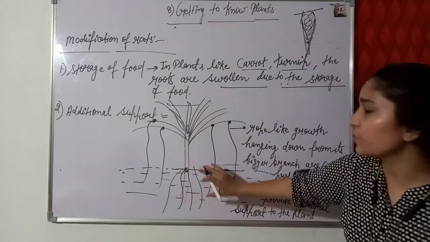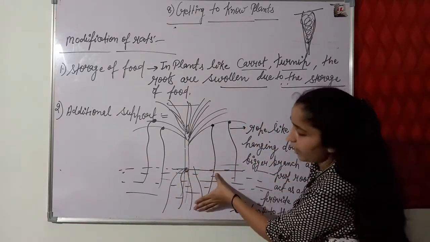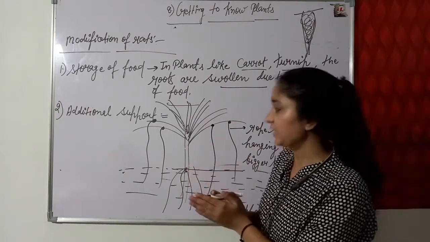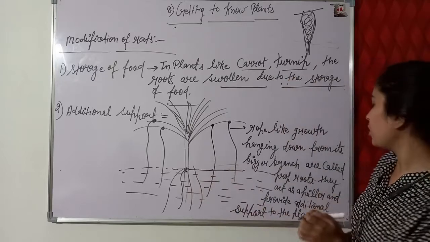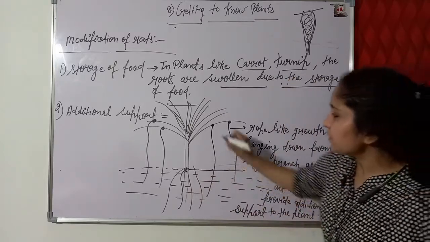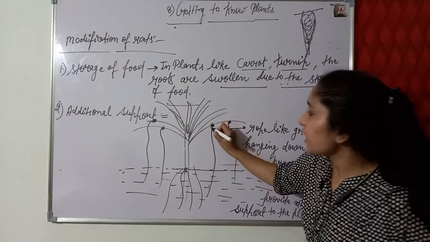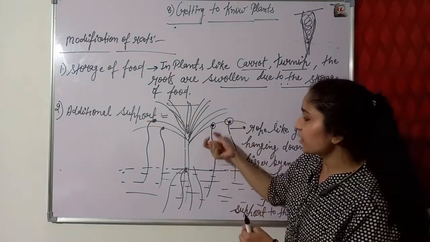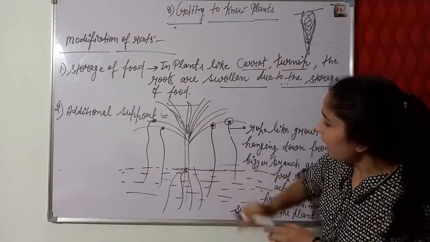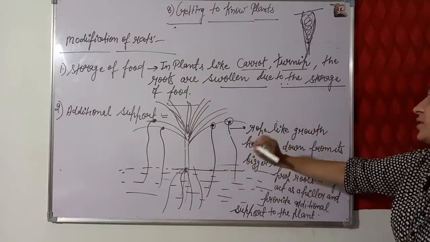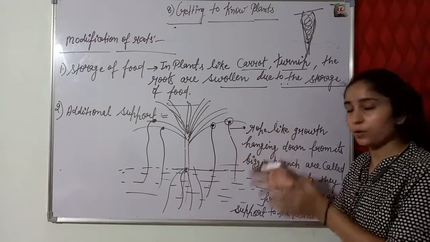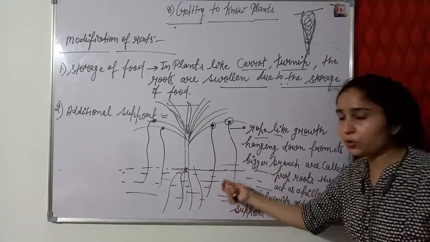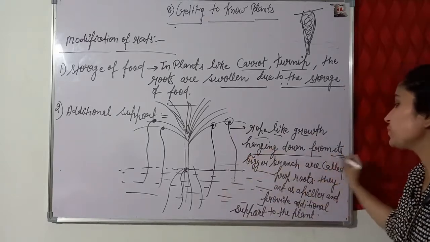Roots are also present from the basal part of the stem, but here is another type of root present in the banyan tree. That root we call prop root, and these are the prop roots. They arise from the branches, and their growth is towards the earth. How do these roots look? Rope-like growth, hanging down from its bigger branches.